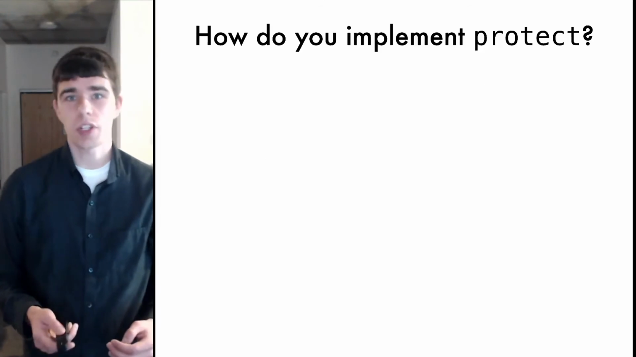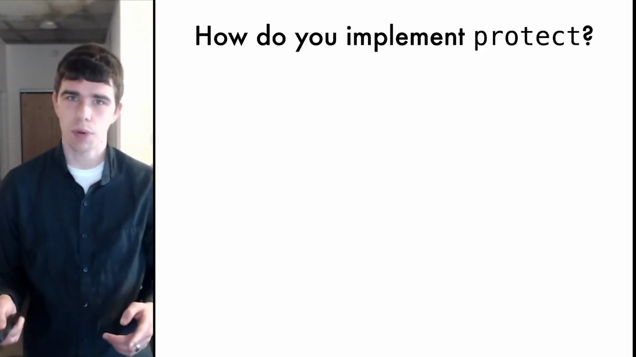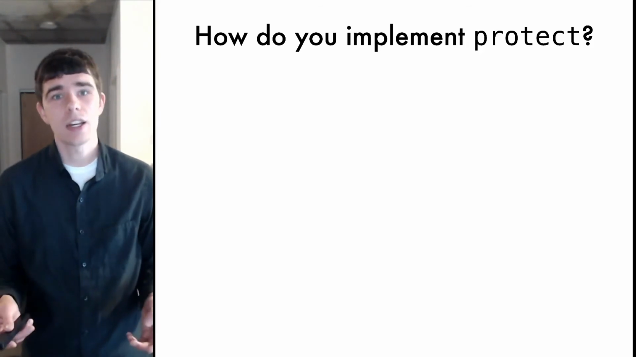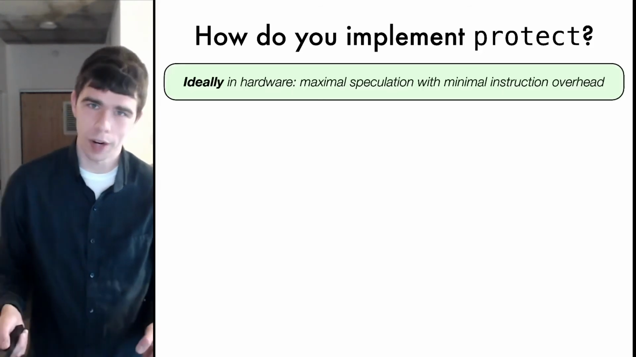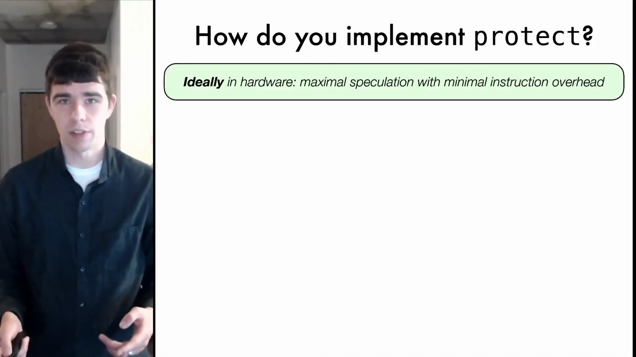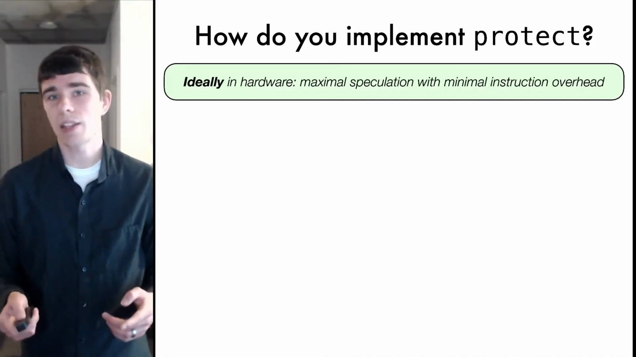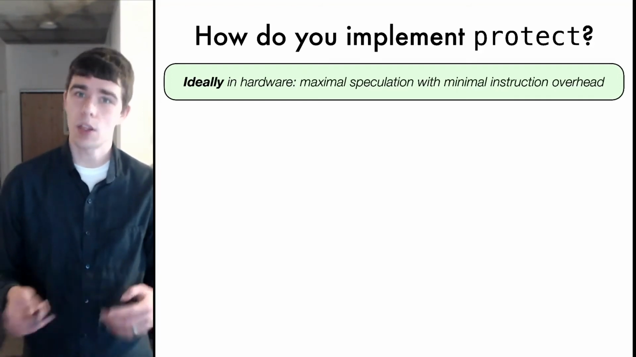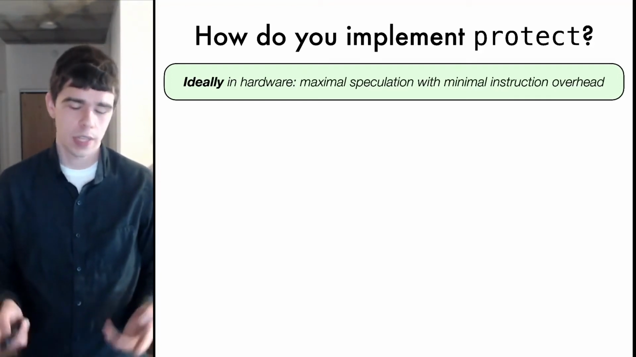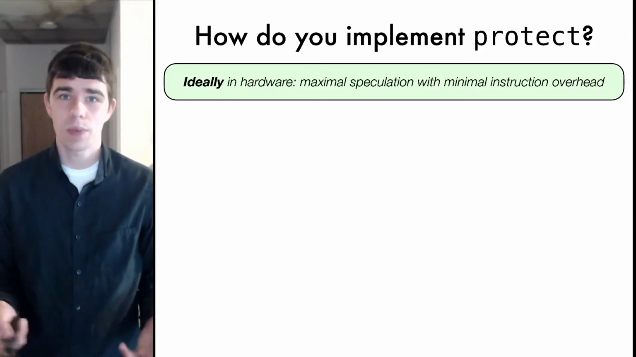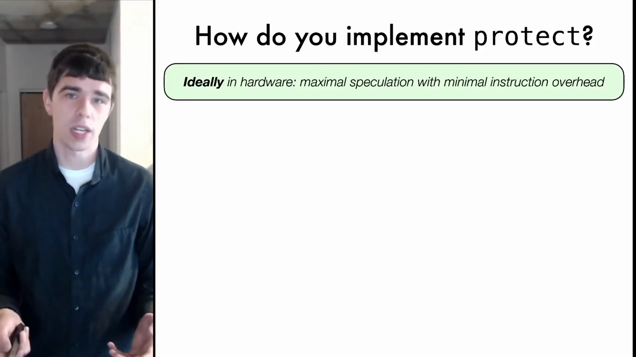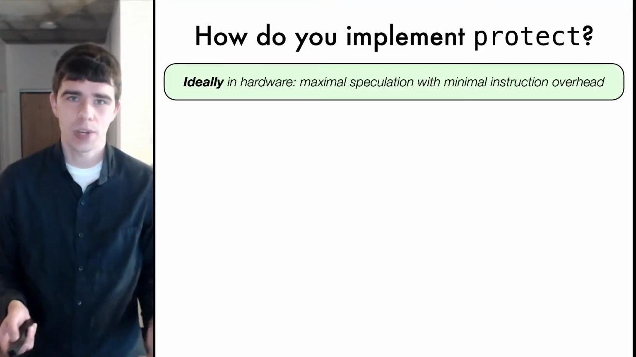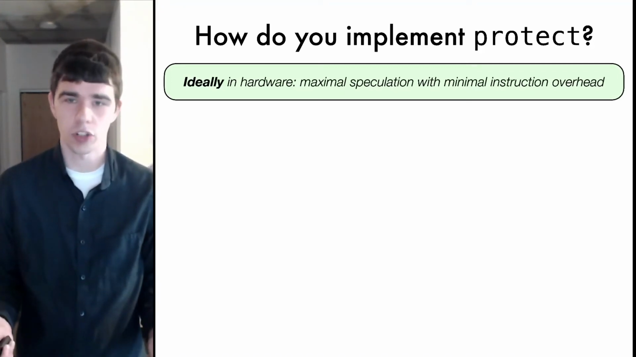So the first question is really, how do we implement this protect primitive that we've been talking about over the past several slides? Ideally, we would implement protect in hardware. With a dedicated hardware primitive, we could targetedly restrict speculation only along a particular data flow path, while allowing all other speculation to continue. This would give us maximal performance because we'd be allowing as much speculation as is safe. At the same time, we'd have minimal instruction overhead because protect would be just a single instruction.